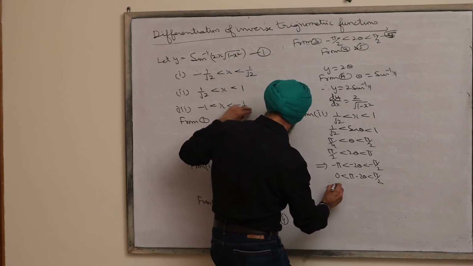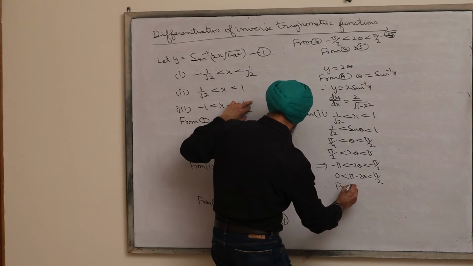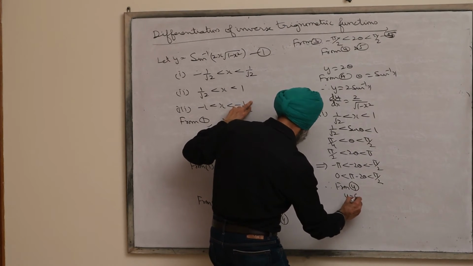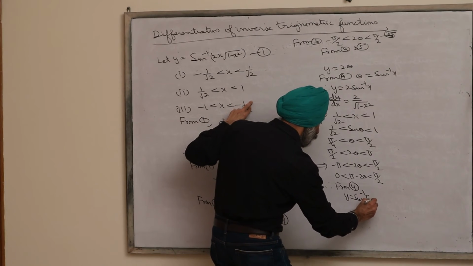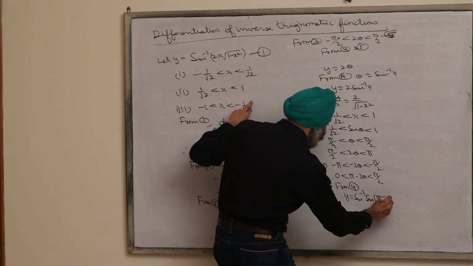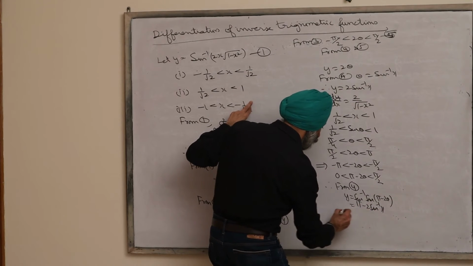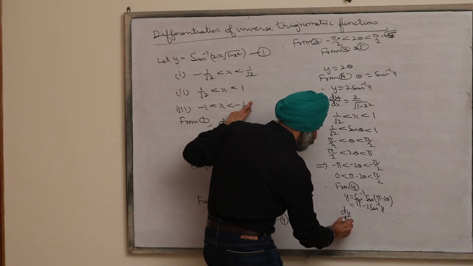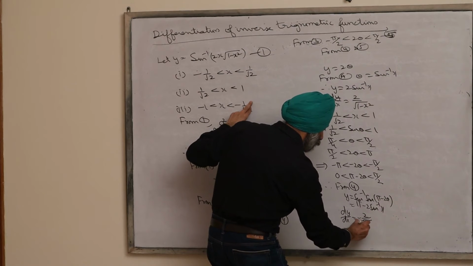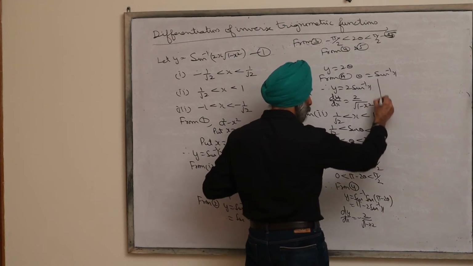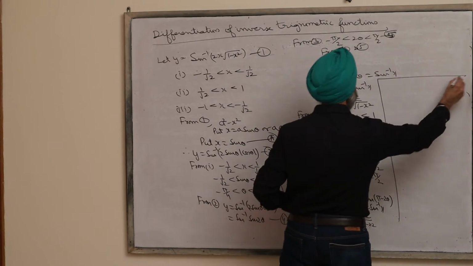So therefore from 4, y is equal to sine inverse of sine of pi minus 2 theta. It is pi minus 2 sine inverse of x, or dy over dx is equal to minus 2 over under root of 1 minus x square.